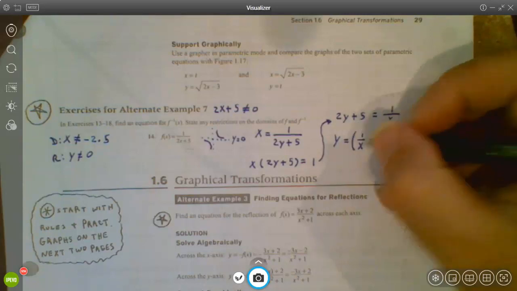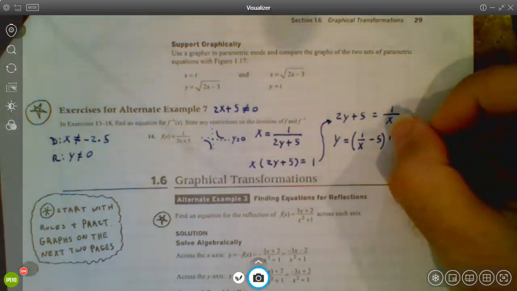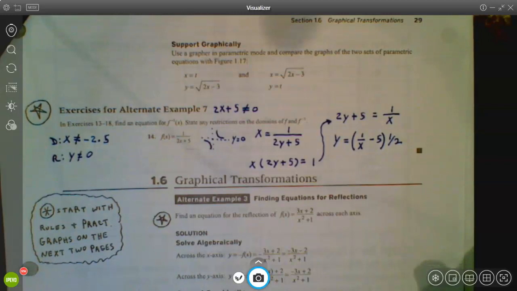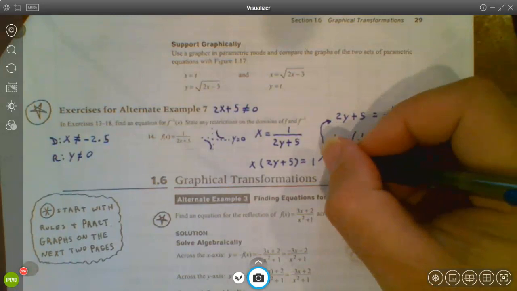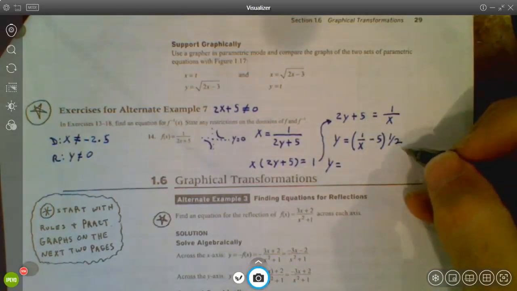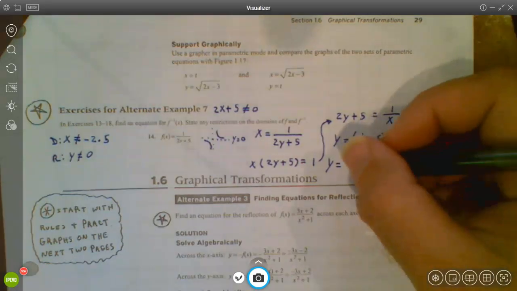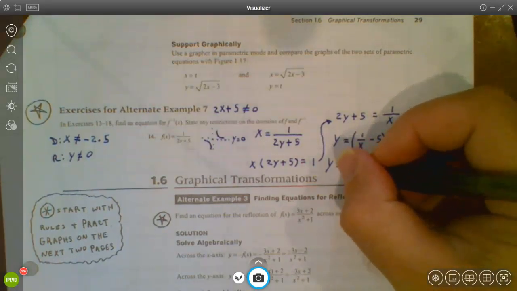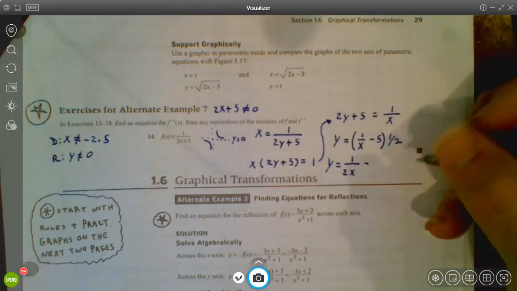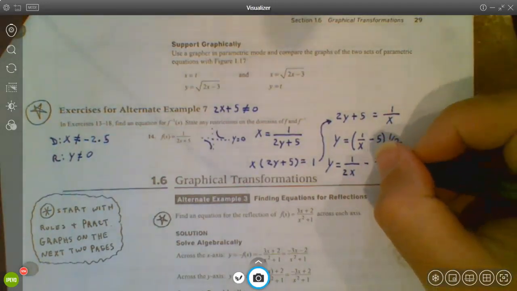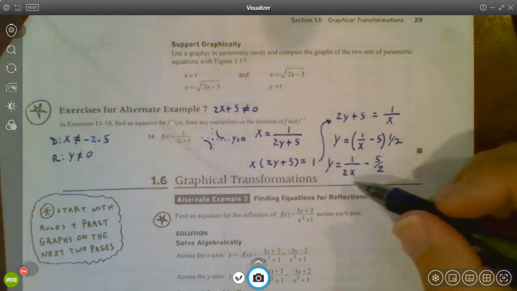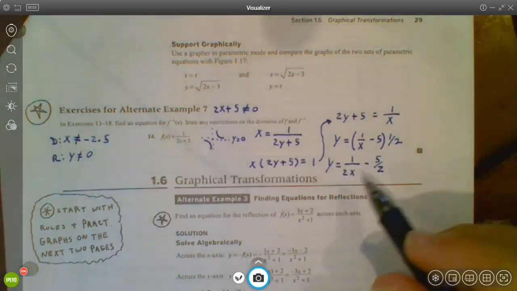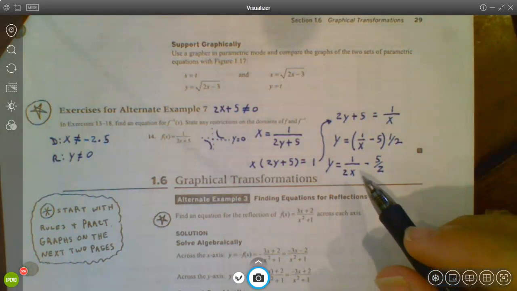When I divide by 2, remember, that's the same thing as multiplying by a half. You really could leave it that way, but let's see if we can clean this up a little bit, put it into some friendlier terms. If I distribute my 1/2, I'm going to get 1 over 2x minus 5 over 2. We could leave it this way. We could get common denominators and do all that fun stuff, but this would be just fine for now. So here is our inverse function, and we already know the restrictions on this.